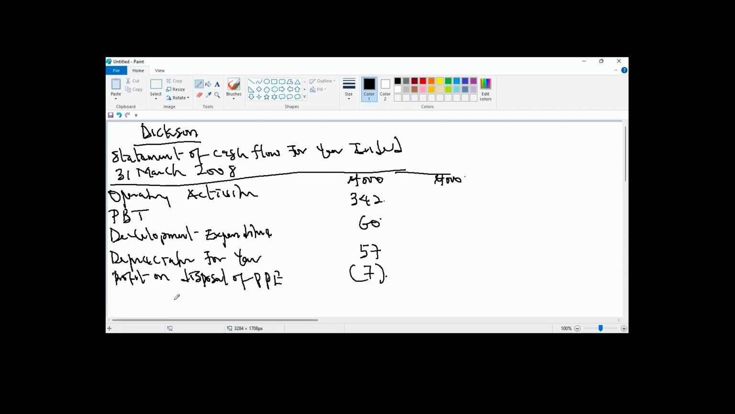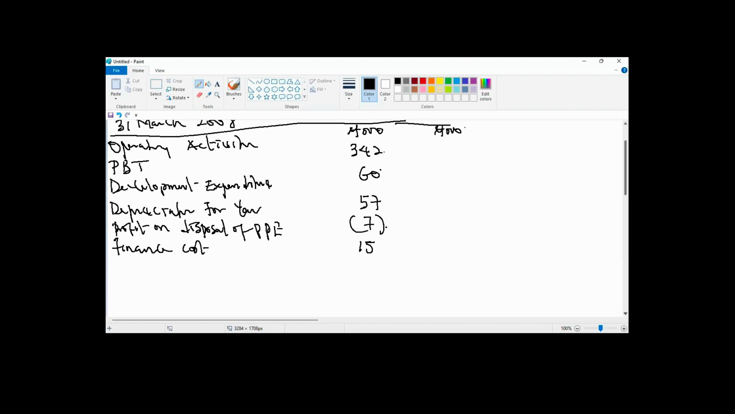I just come here, finance costs. How much is the finance cost? 15. I will do the opposite. That is it. Next is the change in the working capital.